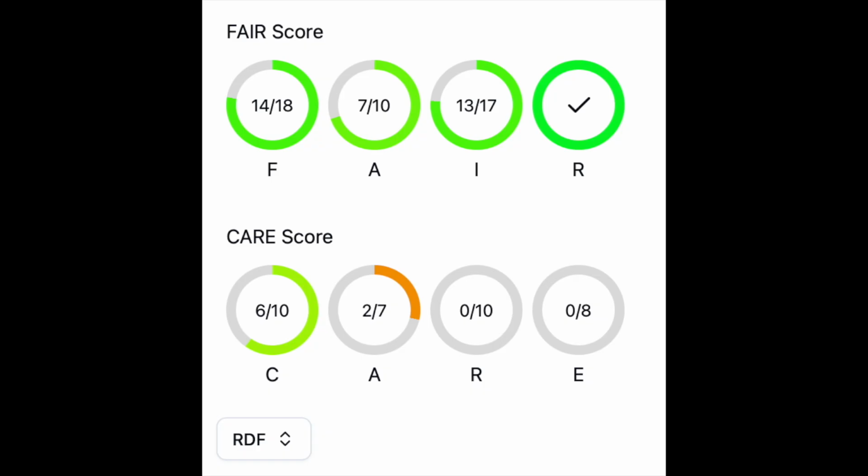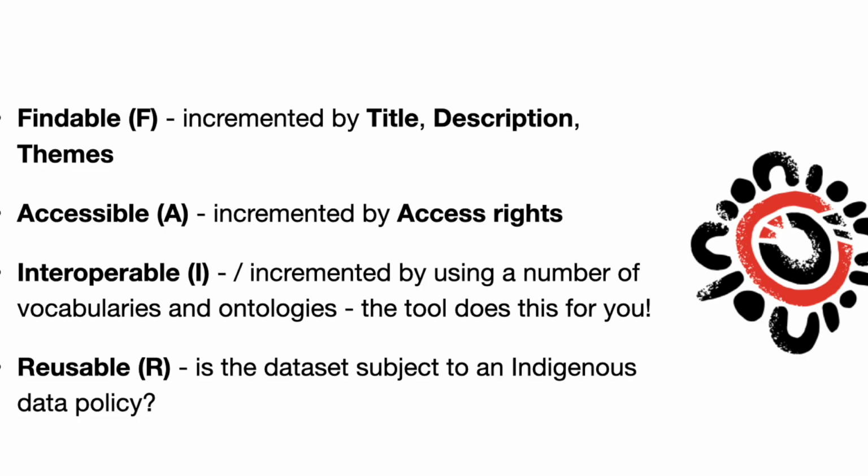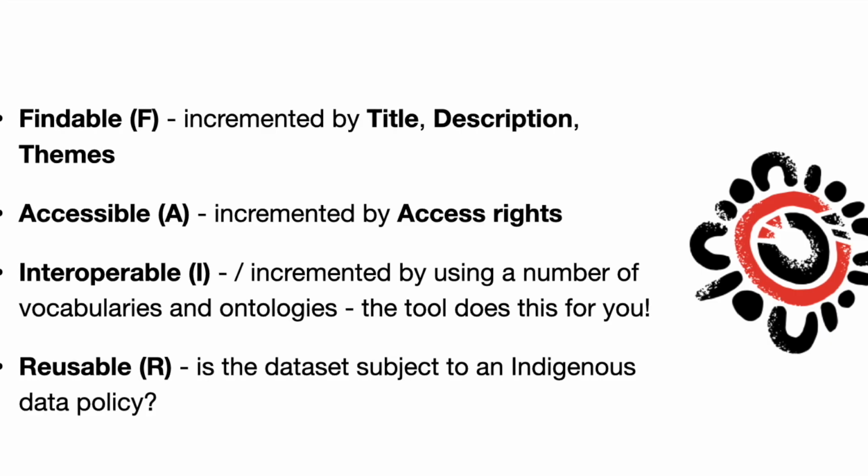FAIR and CARE scores. You may notice in the Metadata Entry Tool a FAIR score and a CARE score field. These scoring tools use the metadata you have entered to provide a score for FAIR and CARE. So, what are FAIR and CARE? FAIR stands for findable, accessible, interoperable, and reusable.